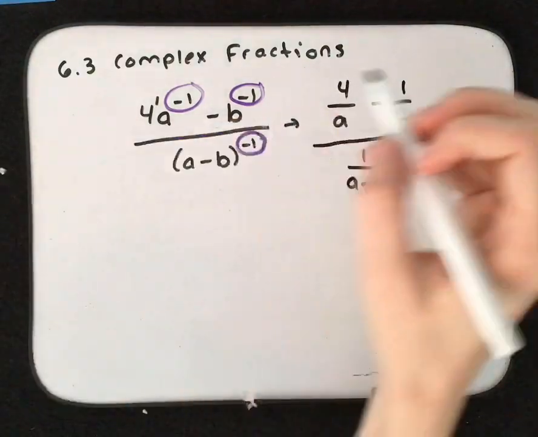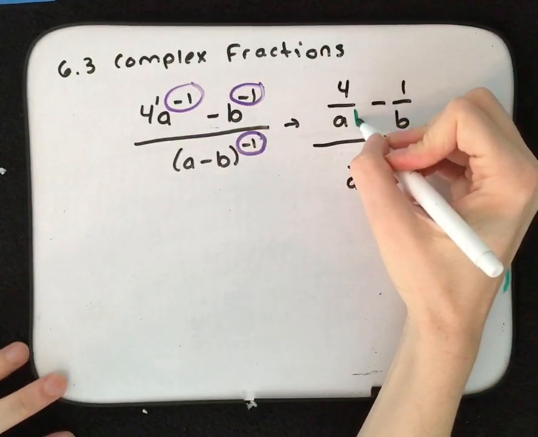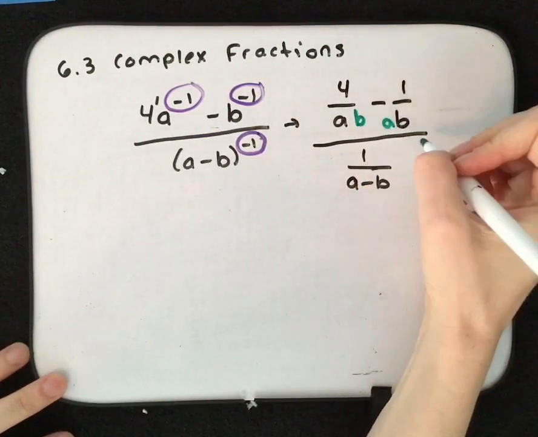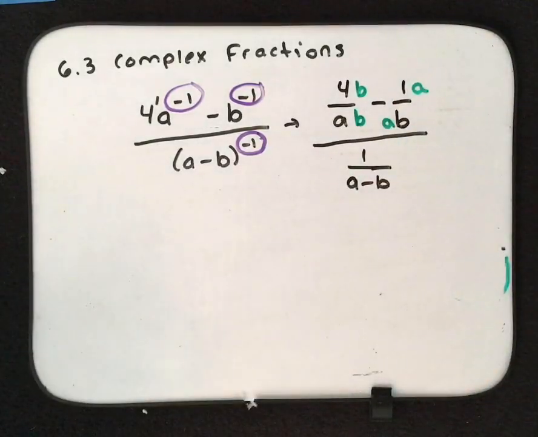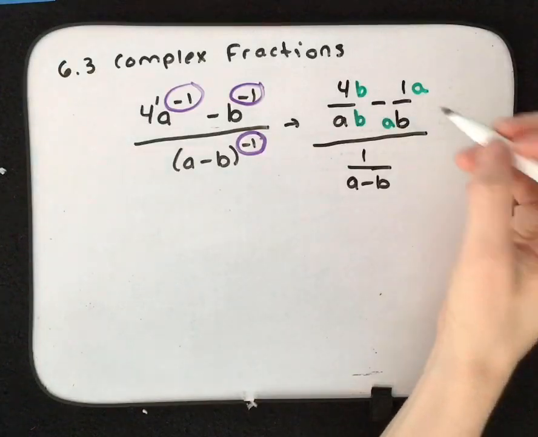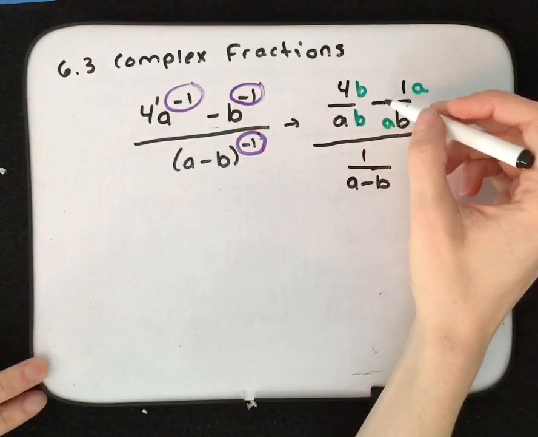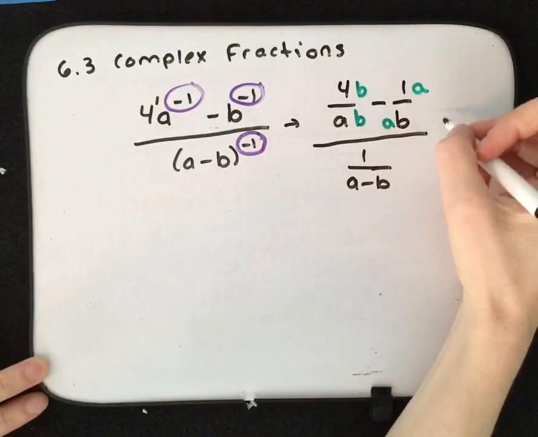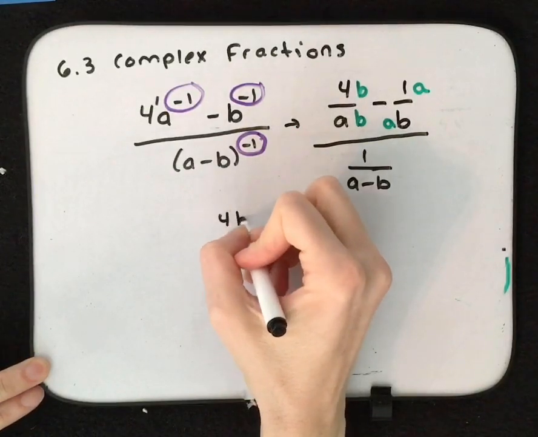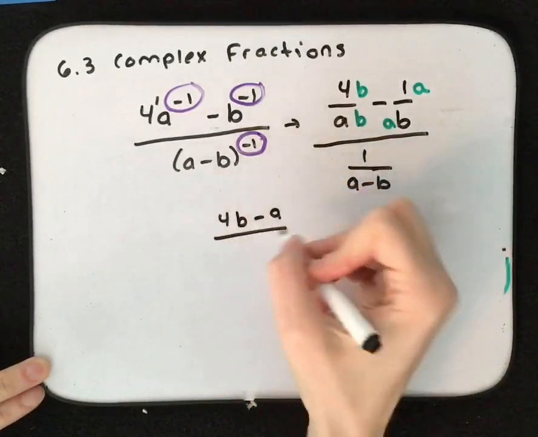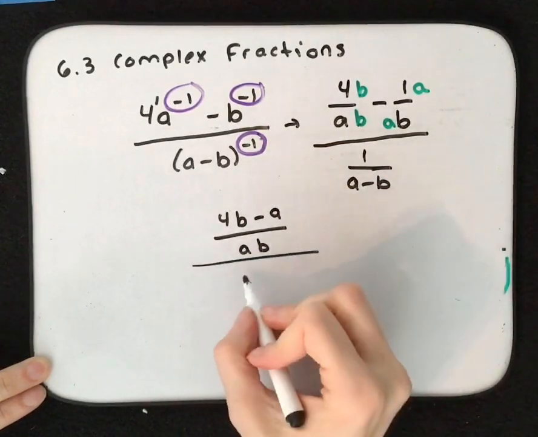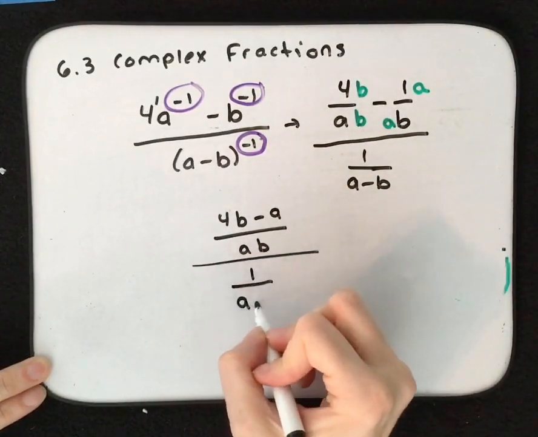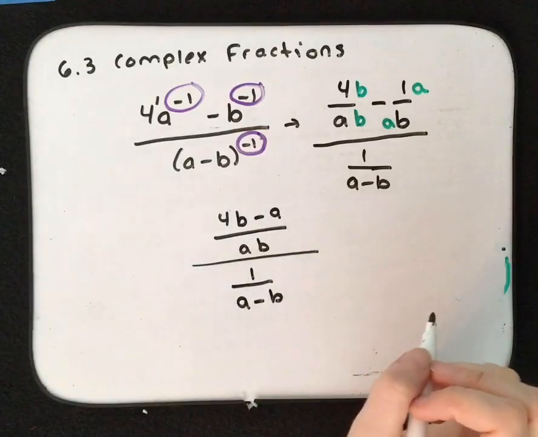The common denominator between a and b would be ab. So this one needs a b, this one needs an a, so this one needs a b, this one needs an a. So that means we would have 4b minus a all over ab in our numerator, and then 1 over a minus b in our denominator.